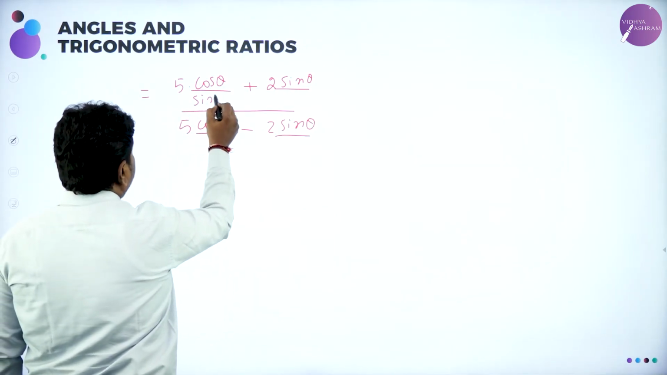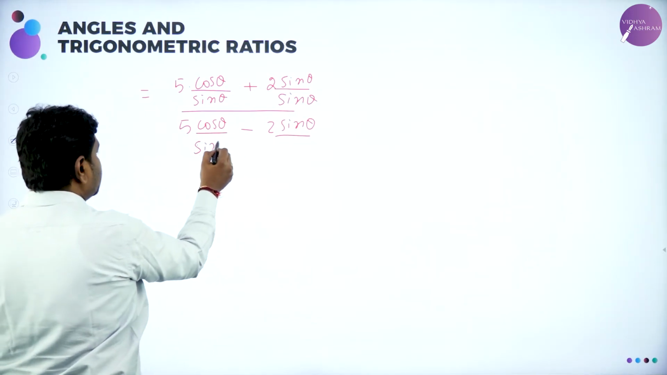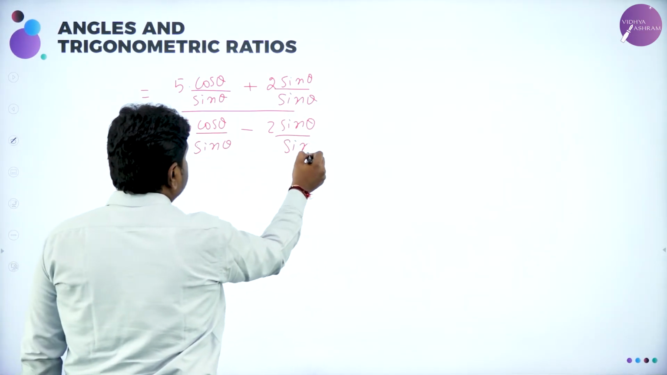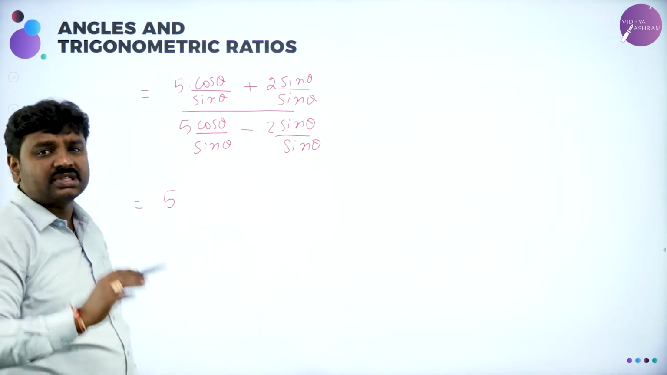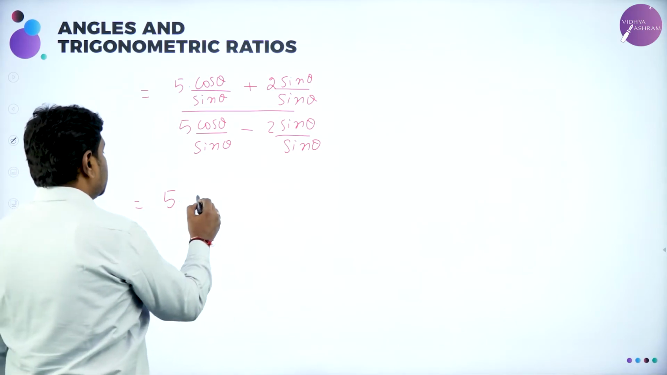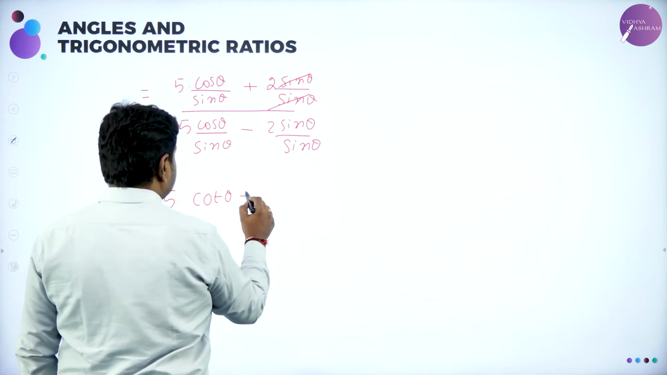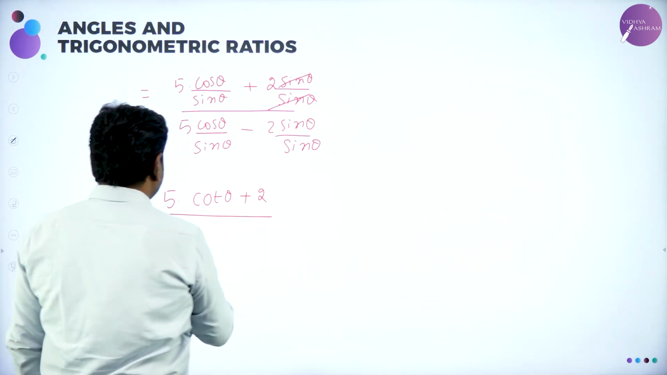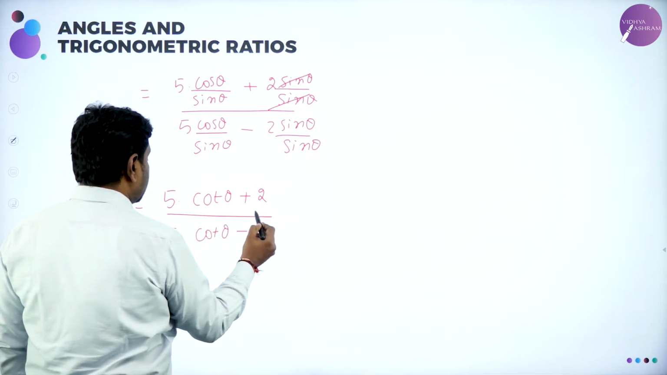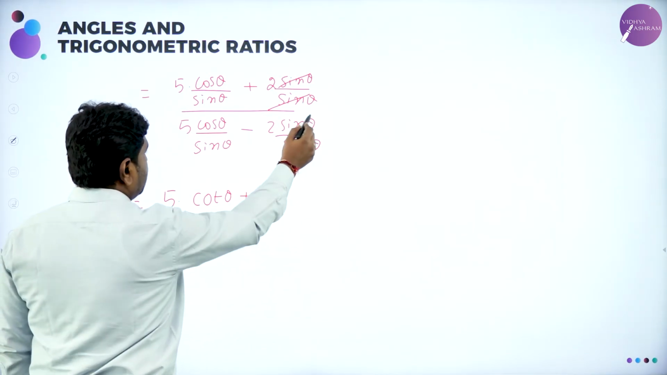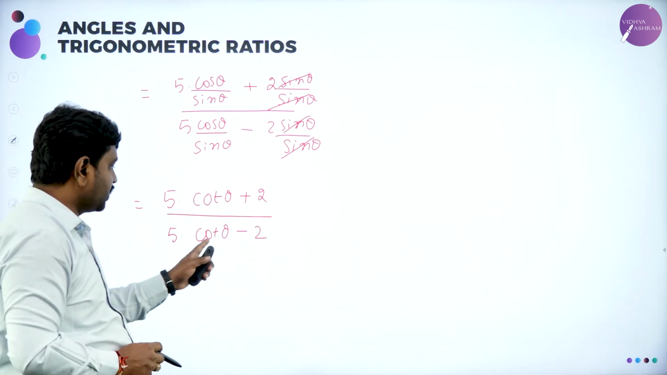So it becomes 5 cos theta by sin theta plus 2 sin theta by sin theta, denominator 5 cos theta by sin theta minus 2 sin theta by sin theta. Now simplify. All of you know cos by sin. What is cos theta by sin theta? Cos theta by sin theta is cot theta, sin cancels, plus 2, divided by 5 times cos theta by sin theta is cot theta minus, sin cancels, it is 2. So now we got 5 cot theta plus 2 by 5 cot theta minus 2.